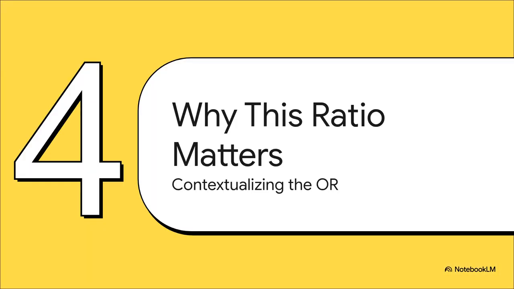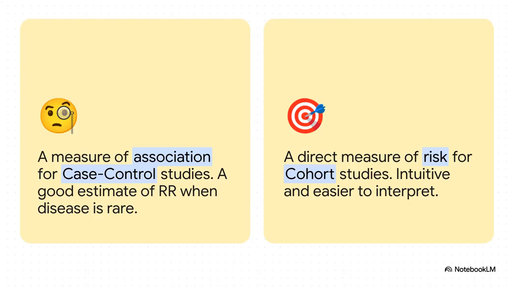So we have this number, the odds ratio. But why does it matter so much? And how does it connect back to that gold standard, the relative risk that we started with? So here's where we can see them side by side. Relative risk is a direct measure of, well, risk. It's perfect for cohort studies. The odds ratio is a measure of association, and it's the workhorse for case control studies.